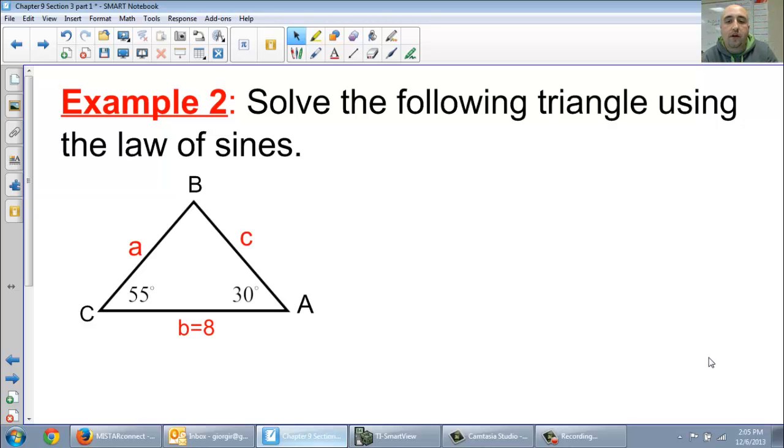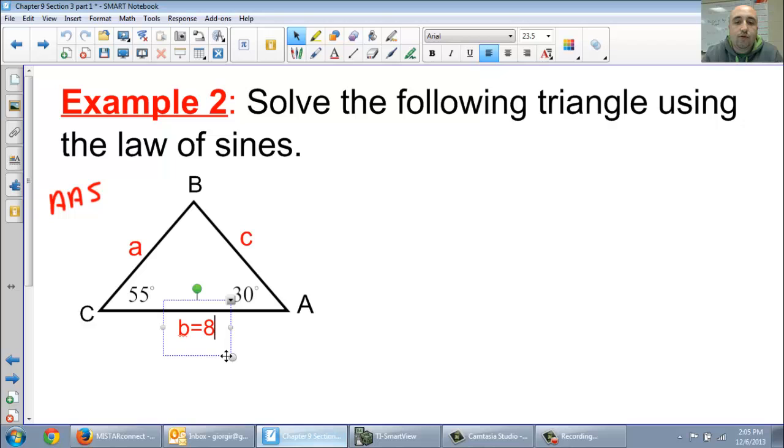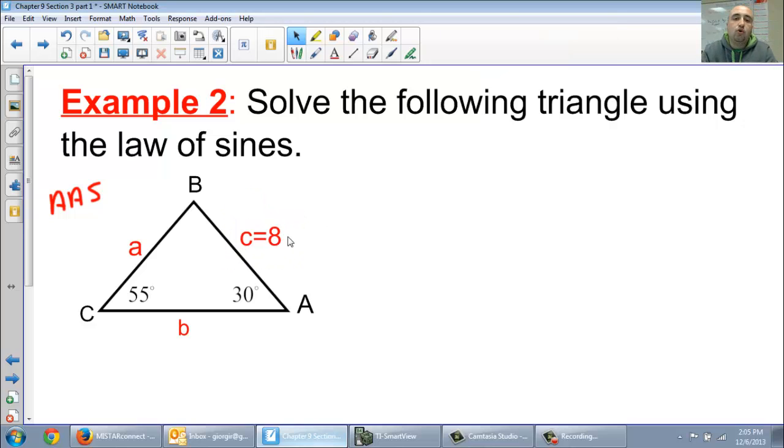Alright, so example 2. I'm going to make a little change here because I want to change this problem to be an angle, angle, side. So up at the top, I want you to write angle, angle, side. Instead of b equaling 8, I'm going to let c equal 8. Oops, 8. So on your sheet, I want you to fix that typo.